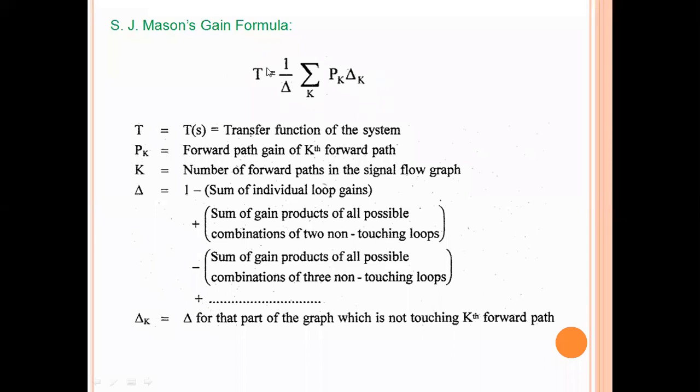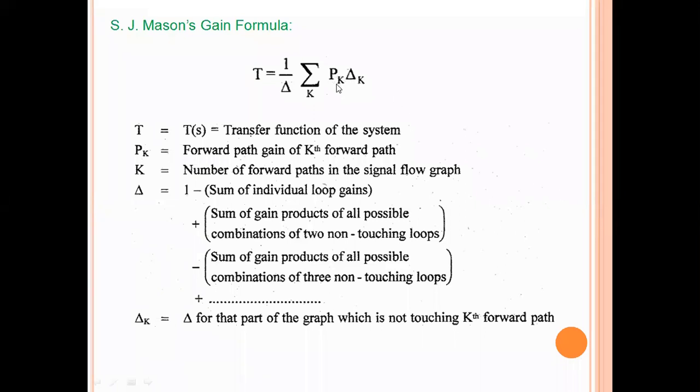T is equal to 1 by delta, sigma, which is the summation over k, of Pk and delta k, where T is the transfer function of the system, the overall transfer function, which is output by input, the Laplace transforms. And Pk is the forward path gain.